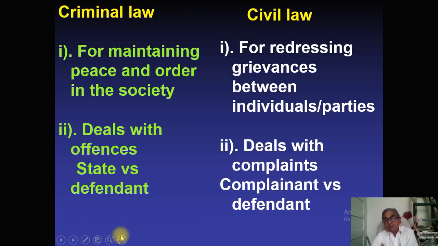Now the difference between criminal law and civil law. Criminal law deals with the crime. Criminal law comes into action for maintenance of law and order, peace and order situation in the society. Civil law is for redressing grievances between individuals or parties. For the personal rights of the individual, civil law comes into action.